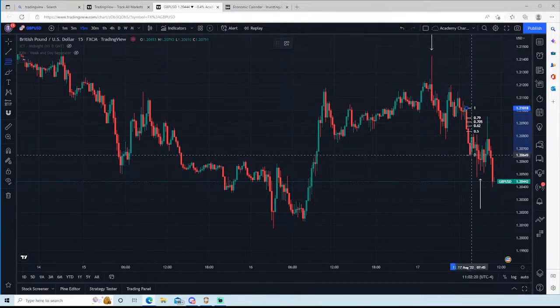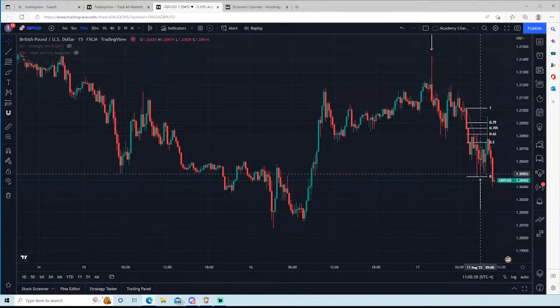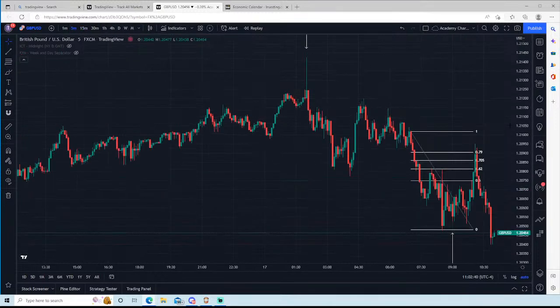Just measure that with a fib. Obviously it pushes a little bit further down, so you've got to measure the whole move. And then you can see it comes up to our fib levels above, the 50, 62, 705, and 79. And if you know what a gap is, you can see that it fills that gap there as well. Checking that out on the 5 minute, you can see it runs right into it.